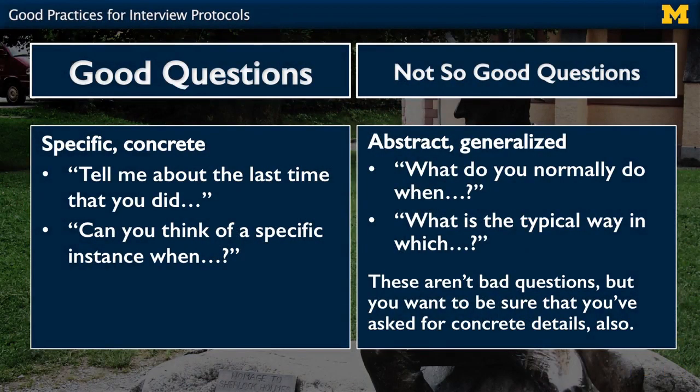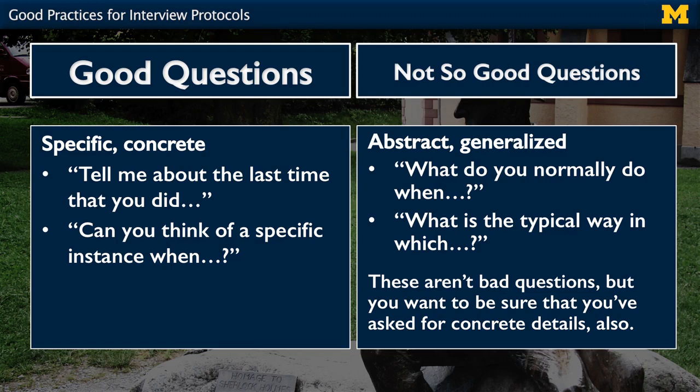And so during the interview, what you really want to do is focus on as much concrete, specific information as you can. One way to do this is to ask questions about a specific instance when the interview participant has used a product or service. So you can ask questions like, tell me about the last time that you did X. Or can you think of a specific instance when you did this, and can you tell us more about that?